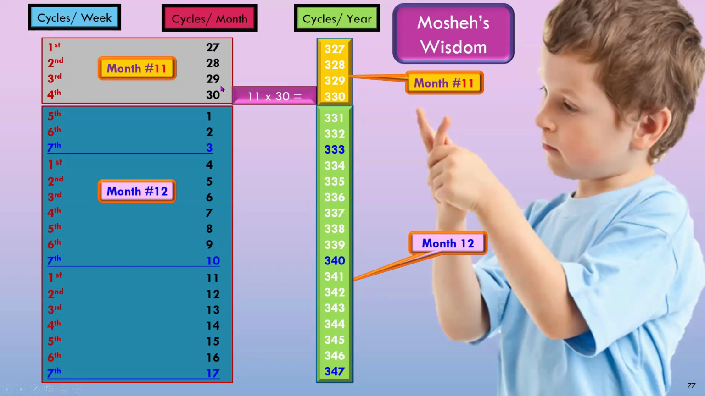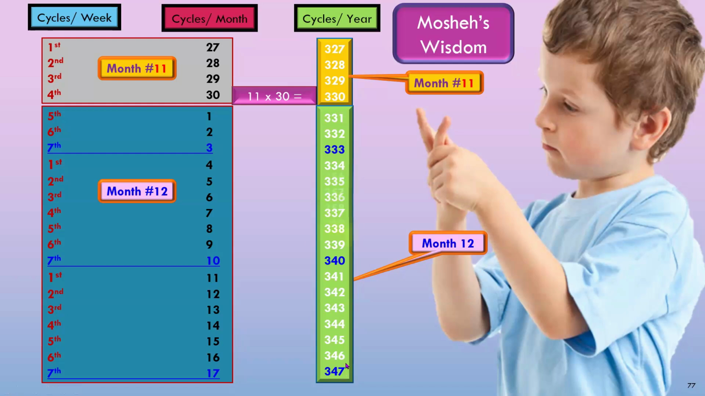It's the 30th day of the month right here. 11 times 30 is 330. So we have the cycles of the year right here in this column. Everything's in alignment. It's the end of month number 11. Let's go to month number 12. You count out 1 to 7 through the weeks. We come down to the 347th day of the year, or sorry, 347th day at the end of this slide.